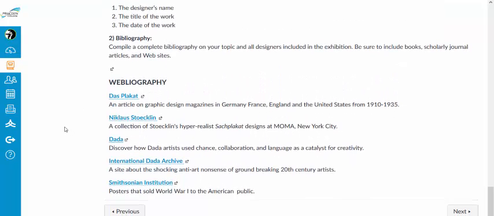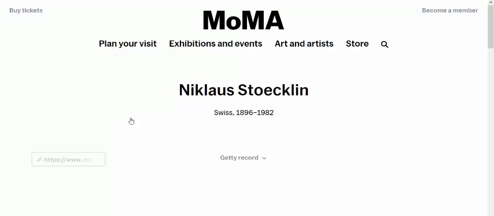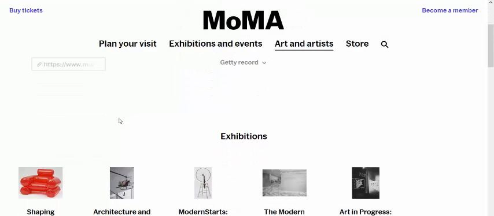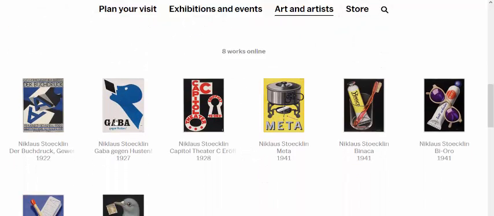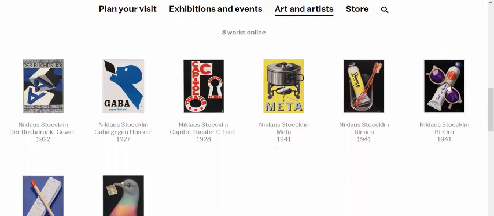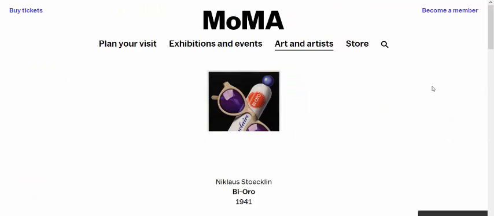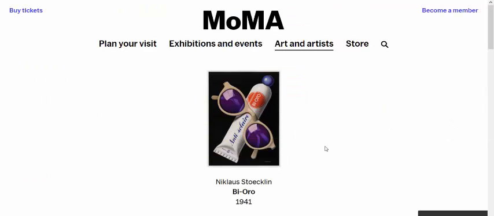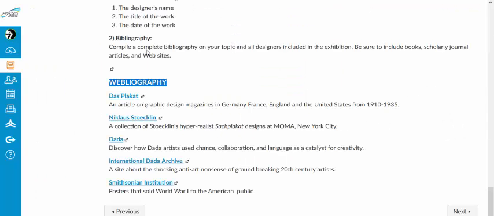For this week's web bibliography, I've included some links to topics that are covered in this week's reading. The link of Nicholas Stoecklen is someone we'll be learning about this week, one of my favorite graphic designers from that period who does some really interesting work, and these are some of the posters that are in the collection of the Museum of Modern Art in New York. They have, in addition to art, also a great collection of graphic design.